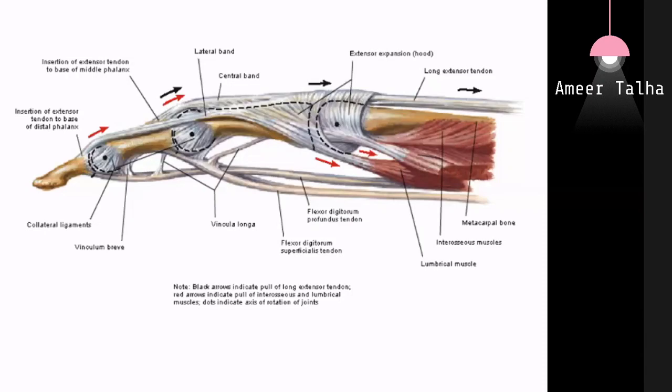Vincula longa and vincula brevia are the folds of synovial sheath that connect the tendon to the synovial sheath. Correct. And they perform two functions: holding of the tendon slips to the phalanges, and secondly, they carry small blood vessels for carrying nutrition to the tendons of the flexor digitorum profundus and superficialis, because tendons have less nutrition supply. So these small folds of connective tissue carry the blood vessels along with them to provide nutrition to these tendons in the distal portion.